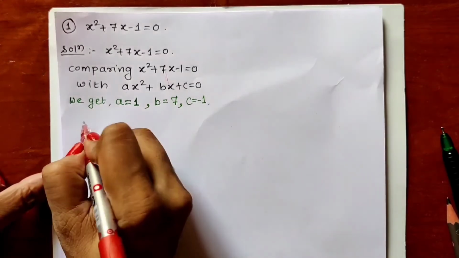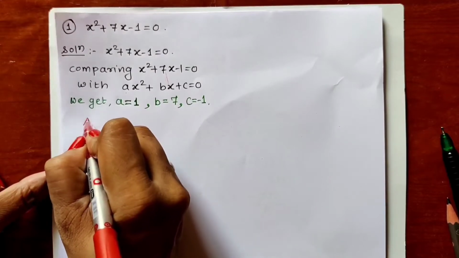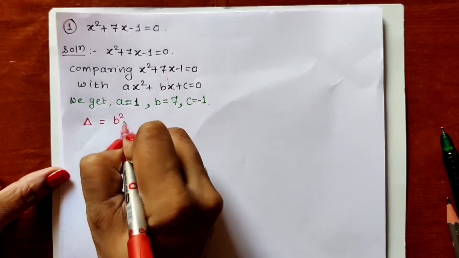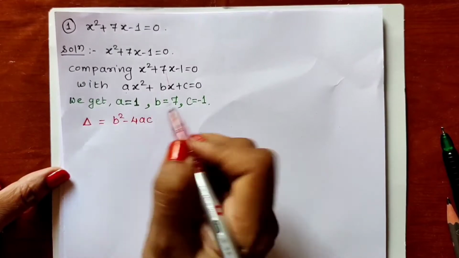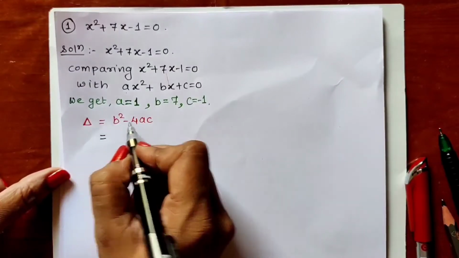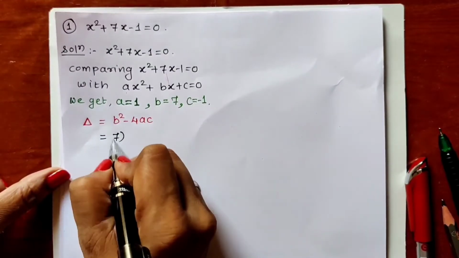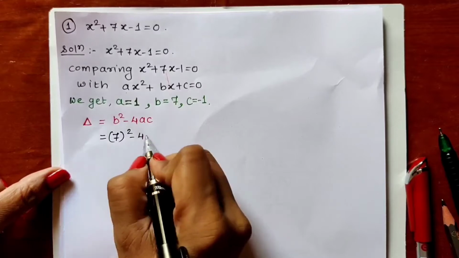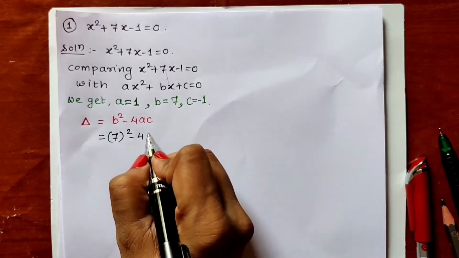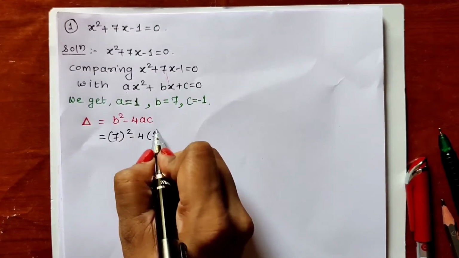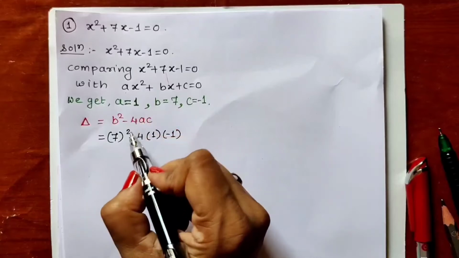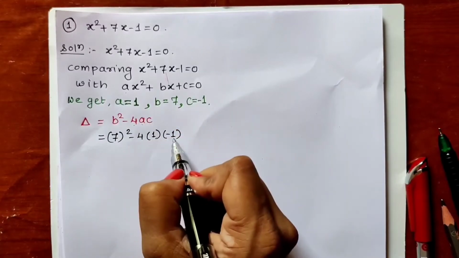So for discriminant we use this triangle. This is Greek letter delta. Discriminant is equal to b square minus 4ac. Now we will put the value. Discriminant is equal to b square means 7 square minus 4 into a. If you want you can write in the bracket. So a is 1, c is also 1, but it is minus 1. So 4ac means 4 into plus 1 into minus 1.